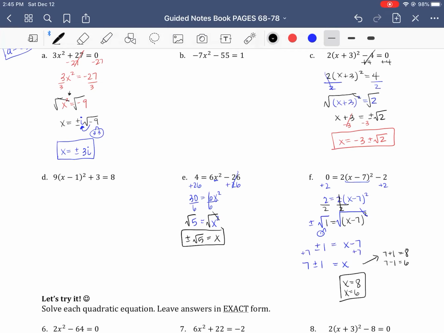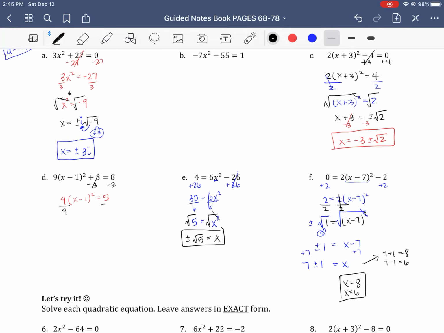All right, let's do one more, d. I think this one gives us a fraction. So if we look at this one, again, we're going to move things away from the squared term. So we're going to start by subtracting 3. That leaves us with 9 times (x minus 1) squared is equal to 5.